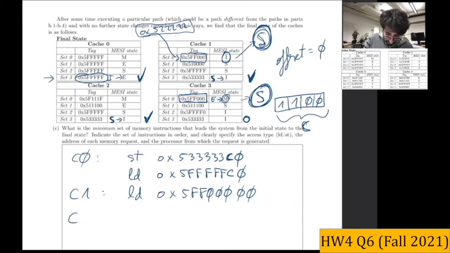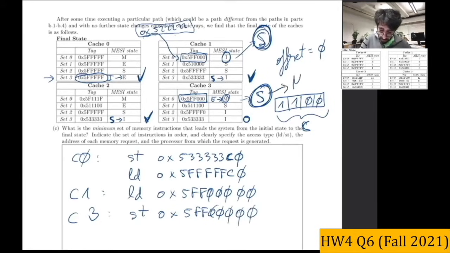So let's do that. In cache 3, just store our cache line 000 in set 0, offset 0. And doing this, we go to a modified state in cache 3 and to an invalid state in cache 1. So that is the solution for this question.